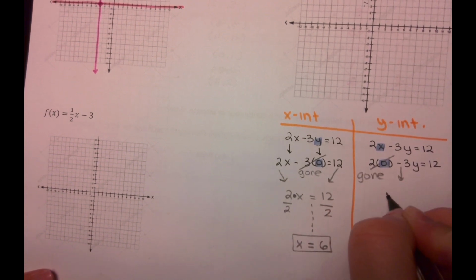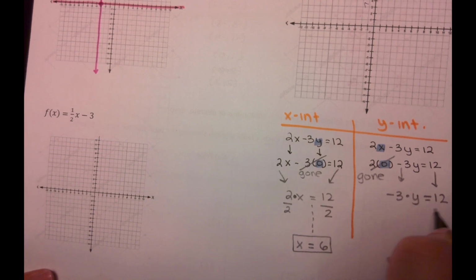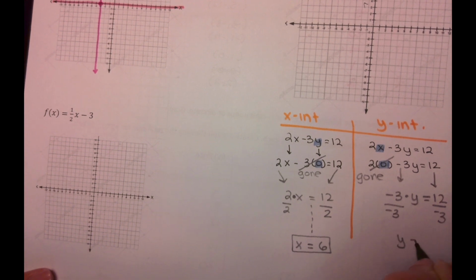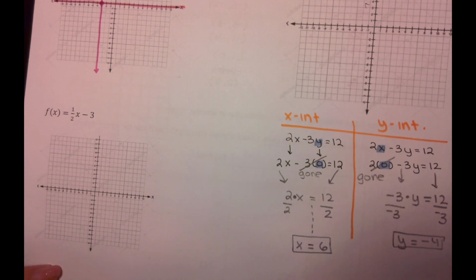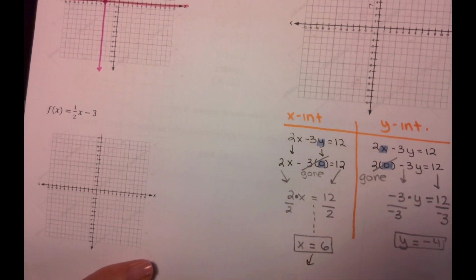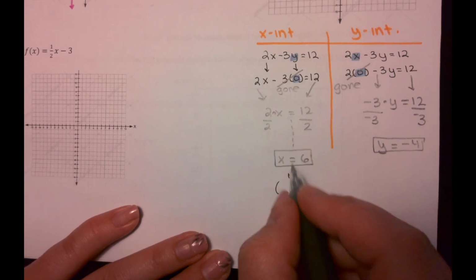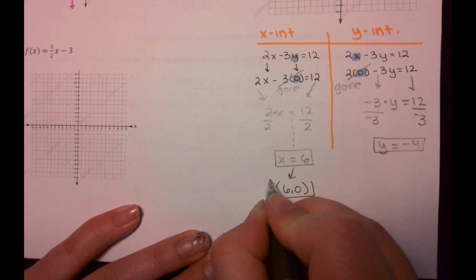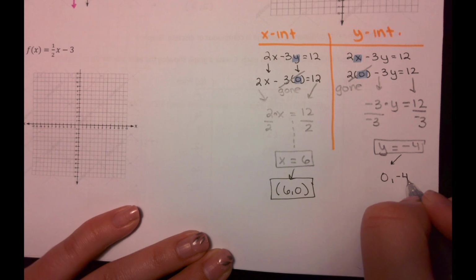Here, again, this is gone. Bring down the negative. That's one of the mistakes I saw on a previous exam. Divide by -3, divide by -3. Y is then equal to -4. Now, what did we just solve for? We solved for points on the x-axis, and we solved for points on the y-axis. So for your x-intercept, we have 6, 0 as our point. And for our y-intercept, we have 0, -4.